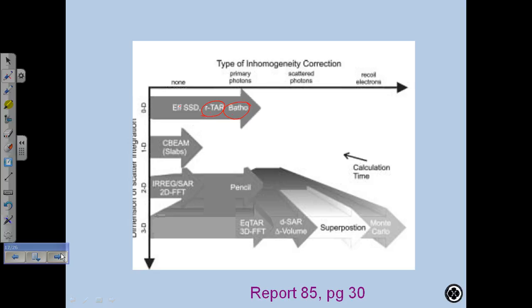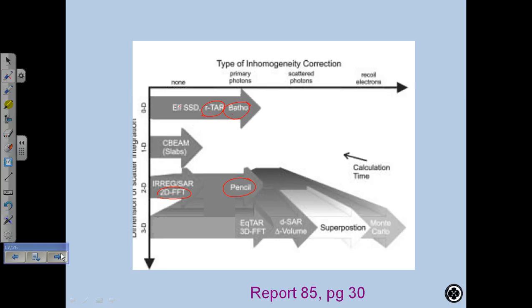And then 2D, this is the irregular SAR, 2D fast Fourier transform technique, and this is the pencil beam. This is what we have with iPlan that I was talking about. So it looks like there's a little bit of thickness there, so the calculation time is a little slower than this one. But again, only primary photons, no scatter photons or electron transport. Okay, so these are not great. And this here is the convolution algorithm. Okay, so that's not very accurate.